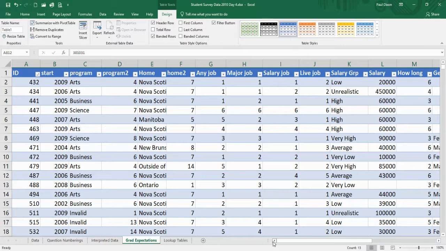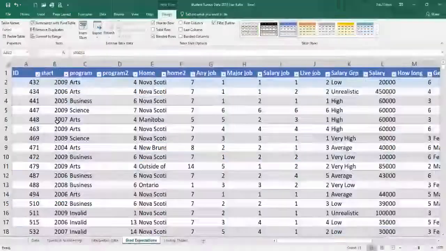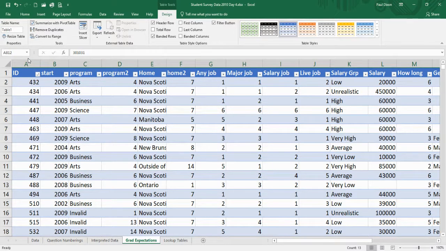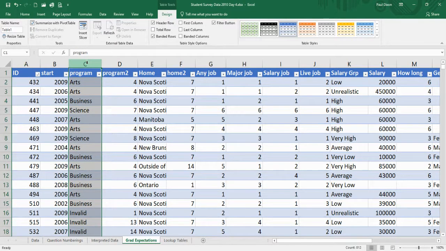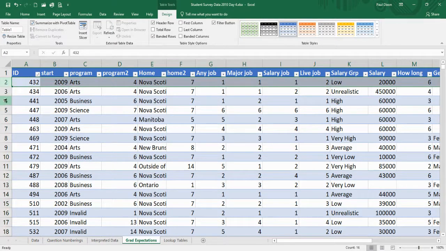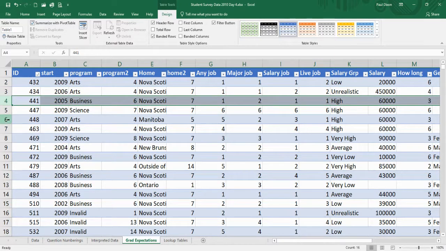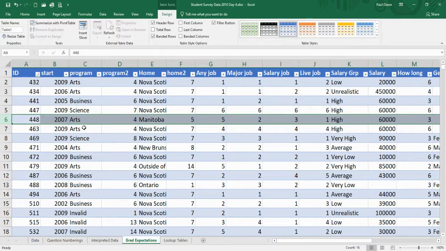We looked at the process of exploring and analyzing a data set and the benefits in doing so of creating a data table. A data table is one where each column represents a variable, like the ID number or what program a student is studying, where they're from, what their home is, and each row represents the responses of a specific individual, one of the records in our data file.